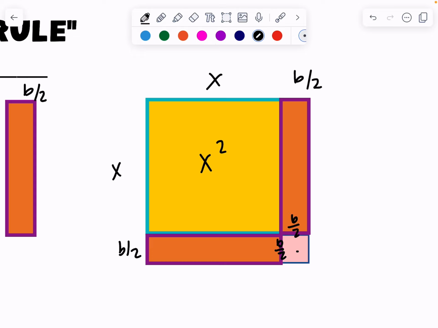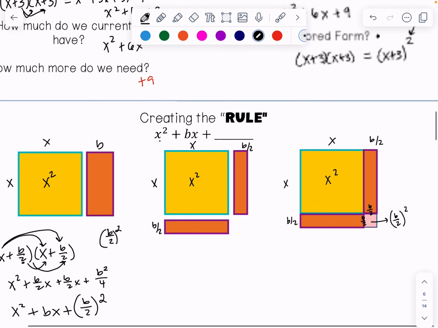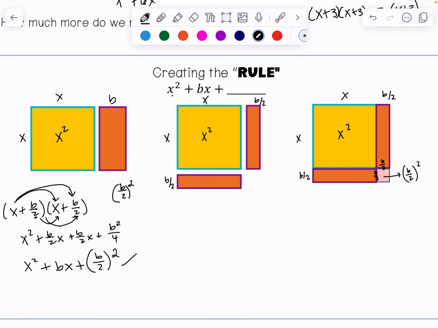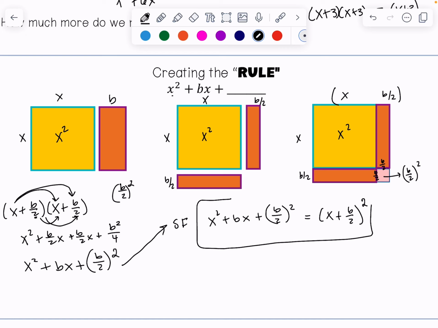I have a perfect square where each side length is b over 2, so the area of the square is b over 2 squared. So once again, it's that same idea. So we can take this. This is the standard form version of our rule. If you have x squared plus bx plus b over 2 squared, we rewrite this in its standard form as, notice that it would be our side lengths of what we have here, x plus b over 2 squared. This is quote unquote the rule of how we complete the square.